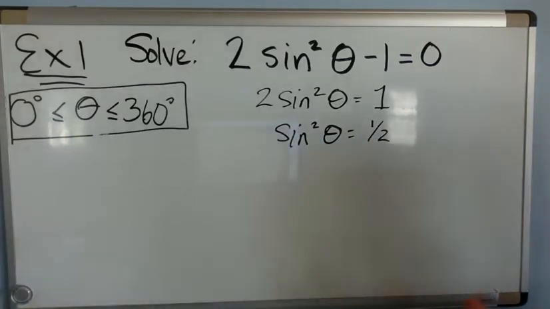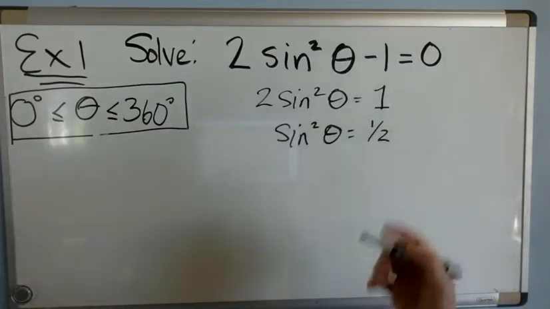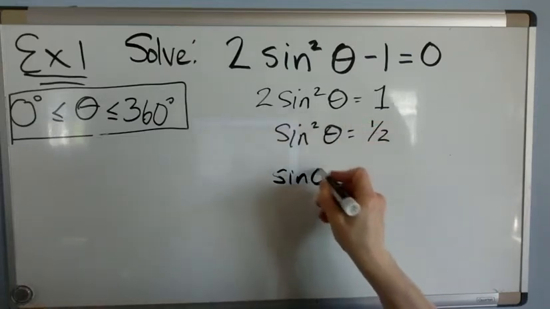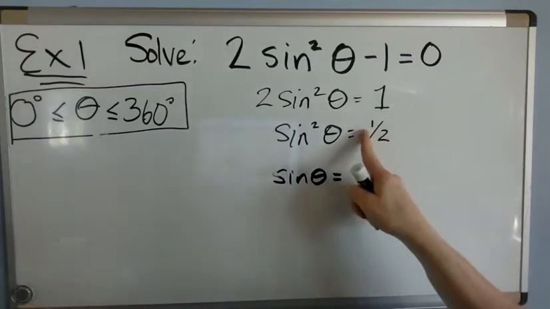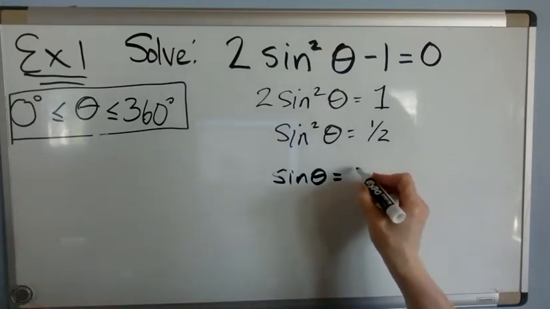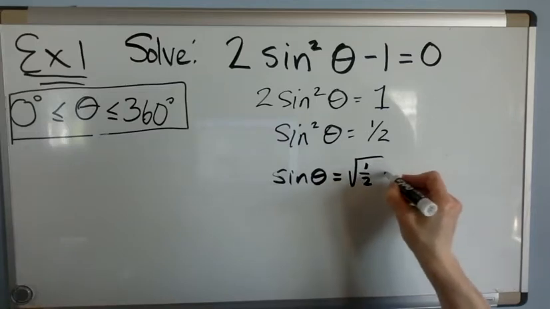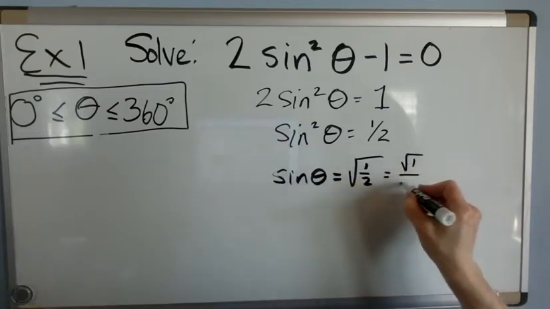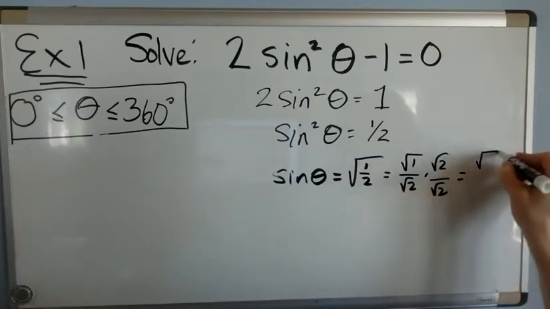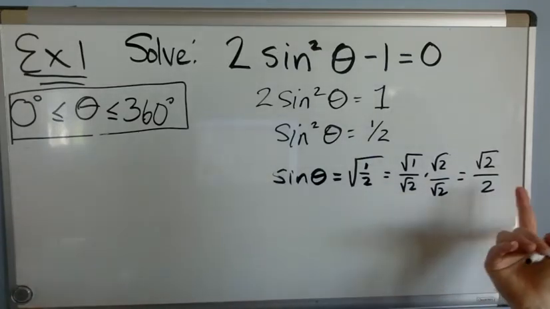Now what I need to do is undo the sine squared. And to undo squaring, you take the square root. So I'm going to take the square root of this side, and I'll end up with sine theta. So sine theta is going to equal either the positive square root of 1/2 or the negative square root of 1/2. I'm going to show you both of them. Positive square root of 1/2 is equal to root 1 over root 2. When you rationalize the denominator, you end up with root 2 over root 2 times root 2, which is 2. So sine theta equals root 2 over 2.